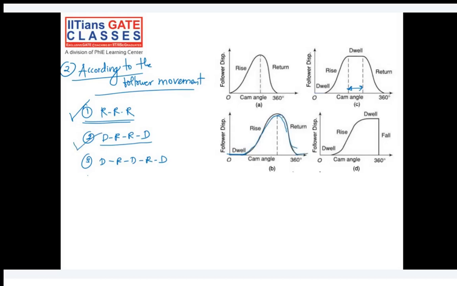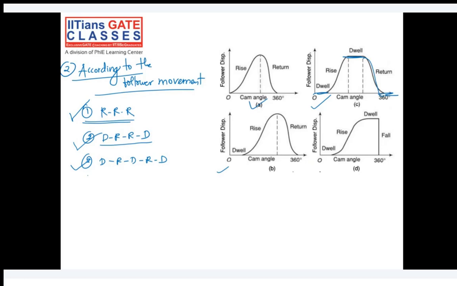So here we have dwell at the end of the rise and return, on both the ends, then we call it a DRRD kind of arrangement, or DRRD cam. And if we have a dwell, then rise, then dwell, then return, then dwell, so alternate dwell and rise, then dwell and return, then dwell and rise, and so on, then we can call it a DRDRD kind of arrangement. So we can have any kind of possible arrangement. Like we can also have this as shown in figure D: dwell, then rise, then dwell, and then sudden fall. Depending on how you make the shape of your cam, that's all.